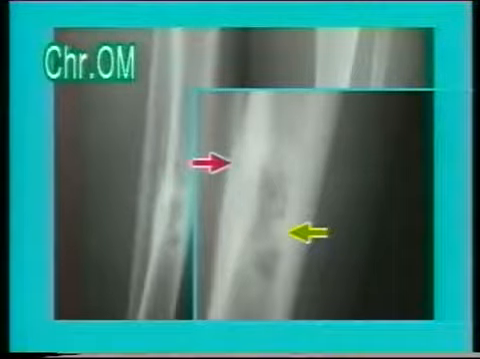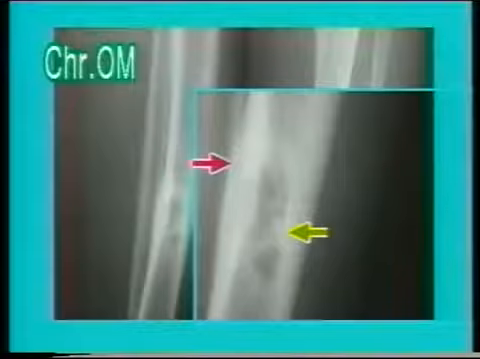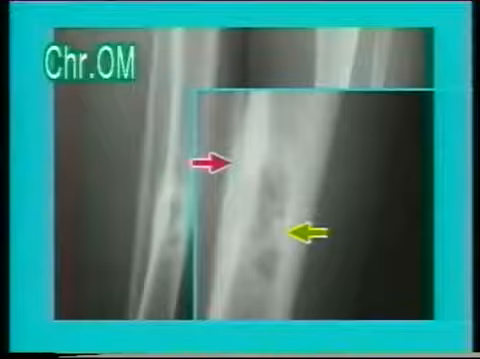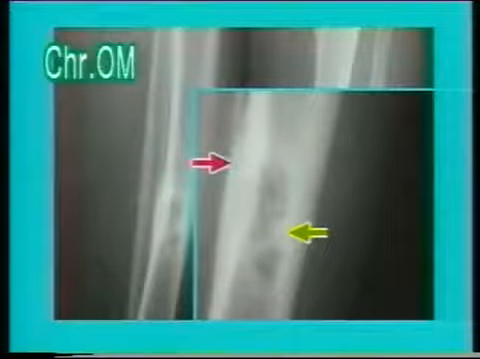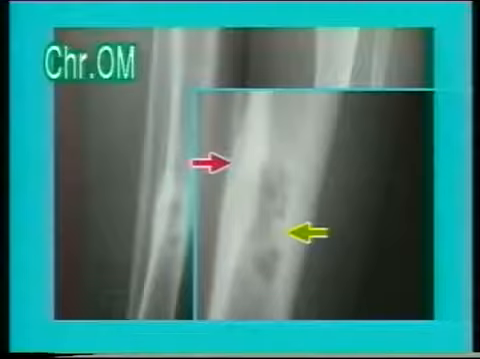The green arrow points to the white sequestrum lying within the cavity. Note the margins around the cavity. There is a significant sclerosis all around and the cortex is thickened opposite it. Now come to the red arrow. Note the periosteal reaction and new bone formation under the raised periosteum. This is a characteristic cavity due to chronic osteomyelitis.